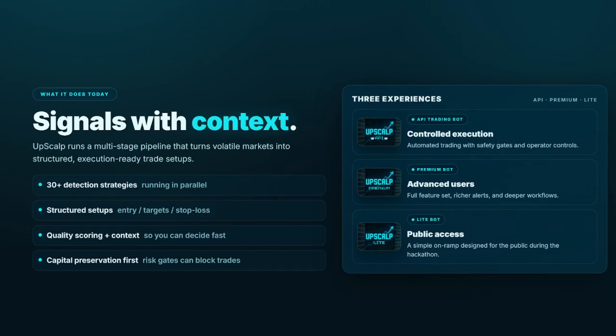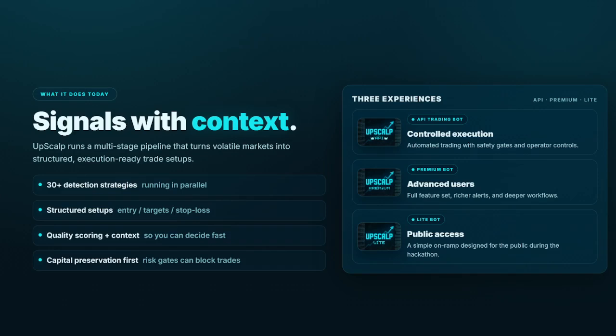What UpScalp does for you then is when it's looking at these top 50 pairs by volume, running these strategies against them, it's finding structured setups. So it's providing you with everything you should need to enter a trade. It's giving your entries, your target prices, take profit prices, and your stop loss prices as well. It's giving you scoring. So it's giving you a confidence score, like a very user-friendly 5-star system that you can look at something very quickly and decide if it looks like a quality trade or not. And it's giving you the context of the market that this trade is in. And it's got lots of risk protection.